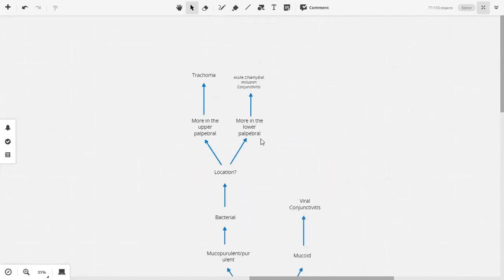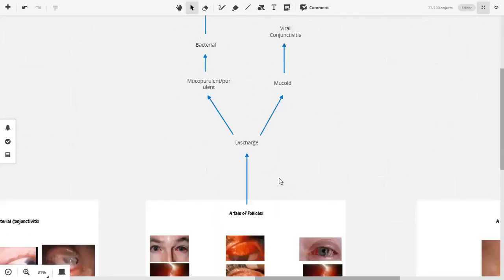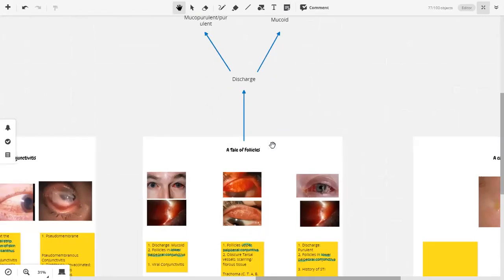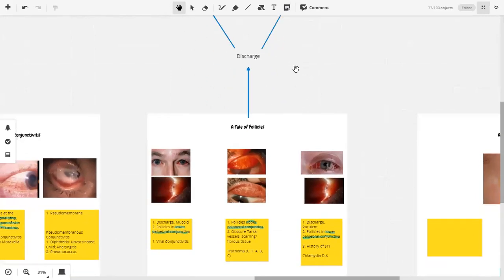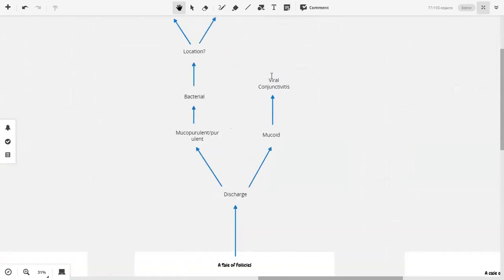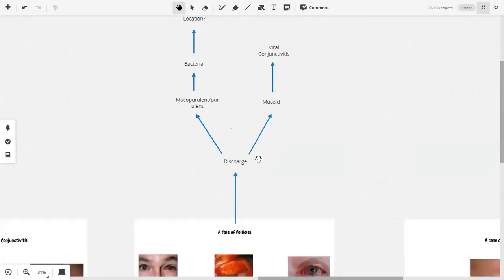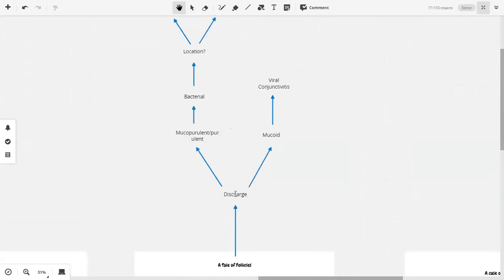This is a little flowchart which I've used, which is very helpful in diagnosing whether these follicles are in bacterial conjunctivitis or viral conjunctivitis. In viral, there are many further types of conjunctivitis. We will discuss them in our session on viral conjunctivitis. So with follicles, first see whether the discharge is mucopurulent or mucoid. If it's mucoid, then go toward viral conjunctivitis, which is the option in the MCQ.